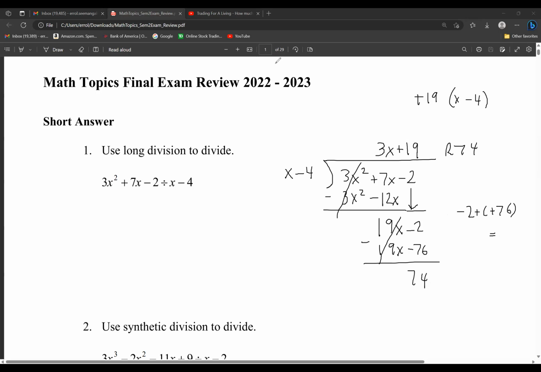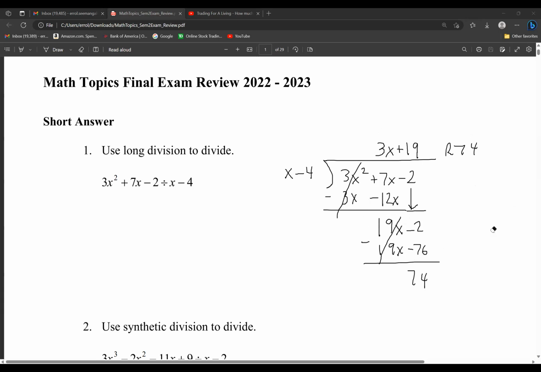Okay. It's just like long division except with algebra. Same idea, right? What we want to do is start eliminating, like first we eliminated the x squared right there. Then we eliminated the x right there. And then we've got a little remainder. 3x plus 19, remainder 74. Okay.